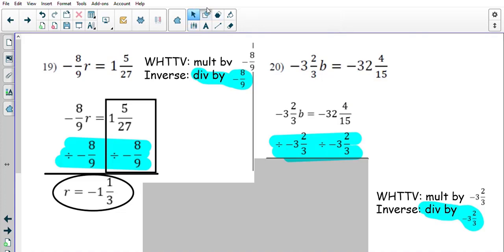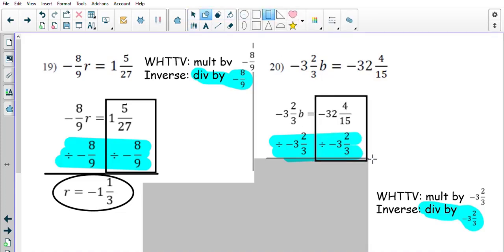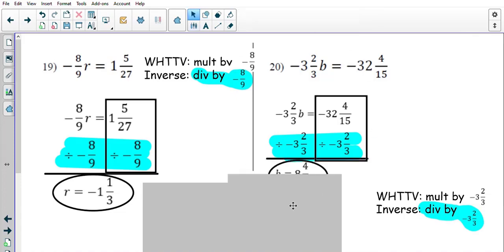In your calculators, you're going to plug in -32 4/15 divided by -3 2/3. Be careful. These are really tough to plug in. I'm going to plug it in as well in my calculator while you do that. Whoops, I made a mistake when I typed that in. There we go. All right, and you should get a solution of b equals 8 4/5. So hopefully you came up with that.